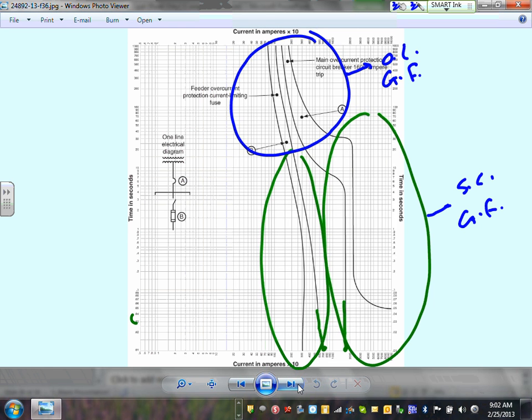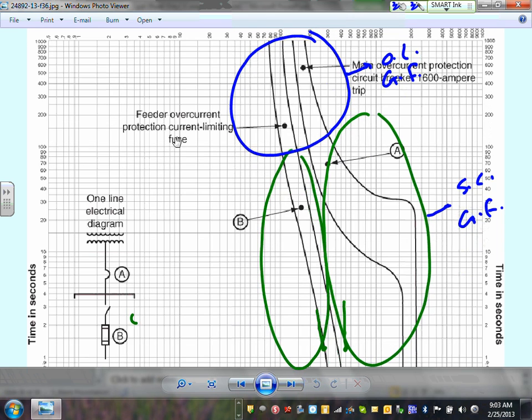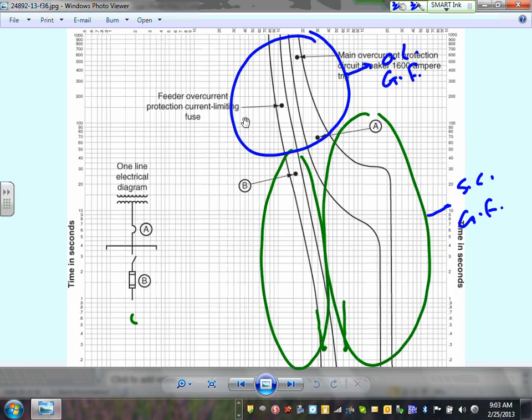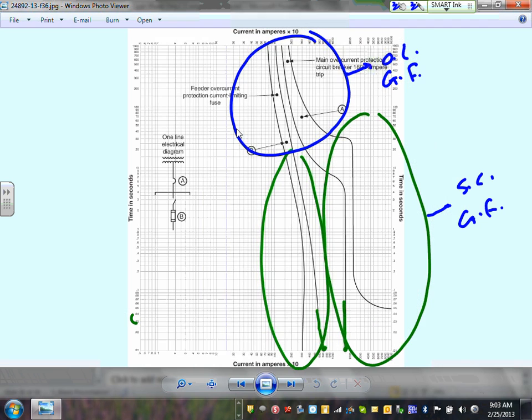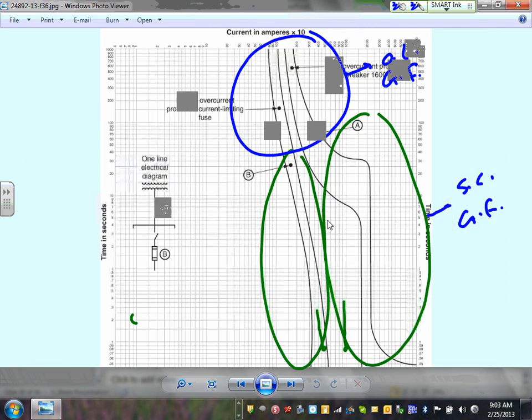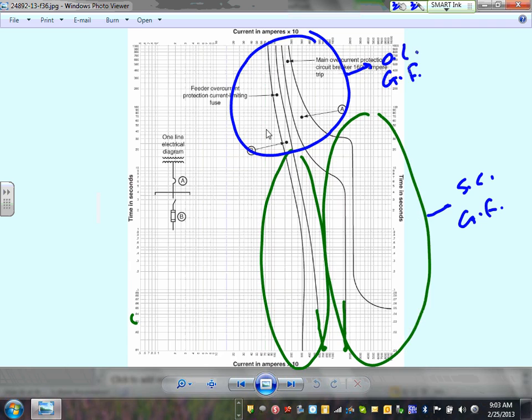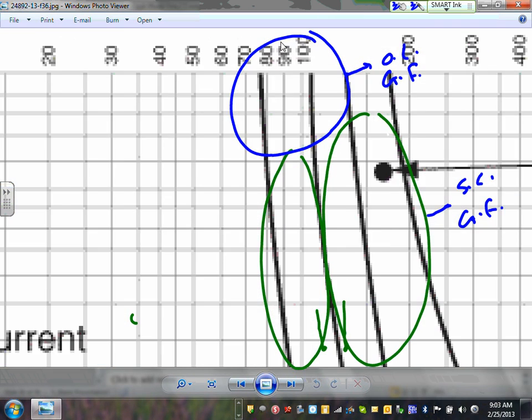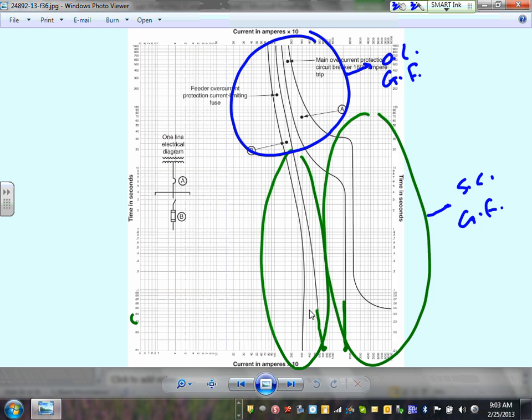Any comment, any question? Coordinating a fuse with a circuit breaker. They're fully coordinated. What was the rating of the fuse? I can't remember. Protection: current limit fuses. Feeder overcurrent protection device, current limit fuse. Main coordination, 1600 amp circuit breaker. 80 times 10, 800. 800 amp fuse and 1600 amp circuit breakers. Any comment, any questions about this coordination? Fully coordinated.